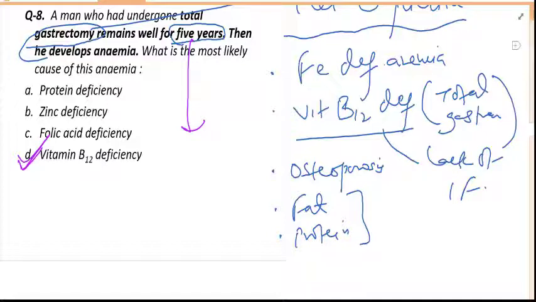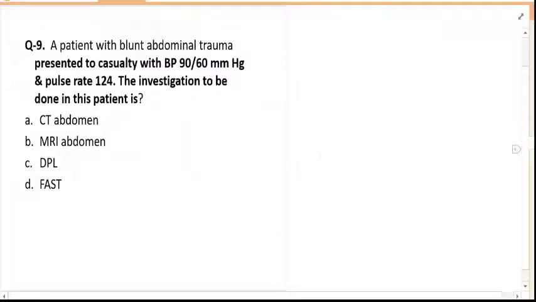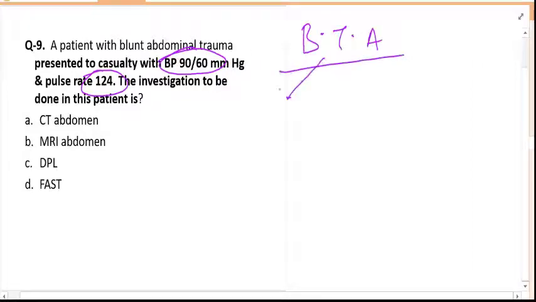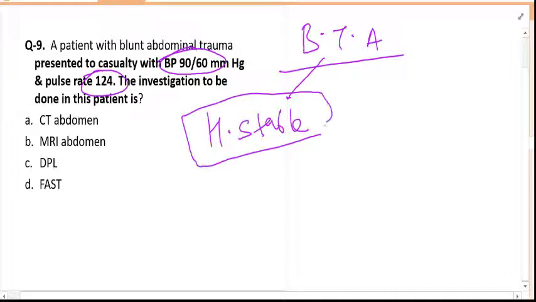Now we'll go for the next question. Patient with blunt abdominal trauma presented to casualty with hypotension and tachycardia. Investigation to be done. See, blunt trauma abdomen. Investigation of choice if the patient is hemodynamically stable. Hemodynamically stable means there should be no tachycardia, no hypotension, urine output is fine, no acidosis.